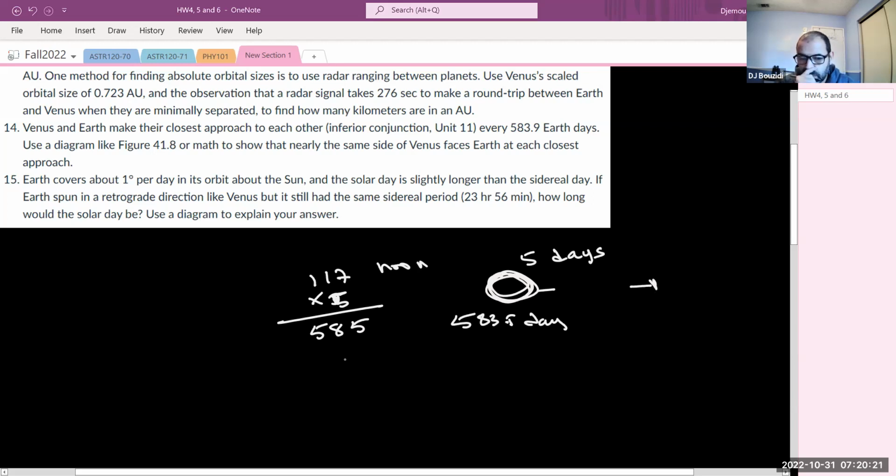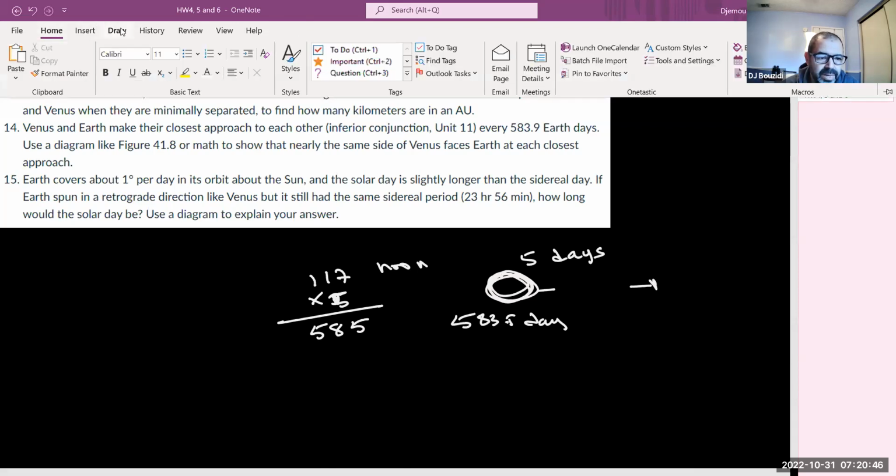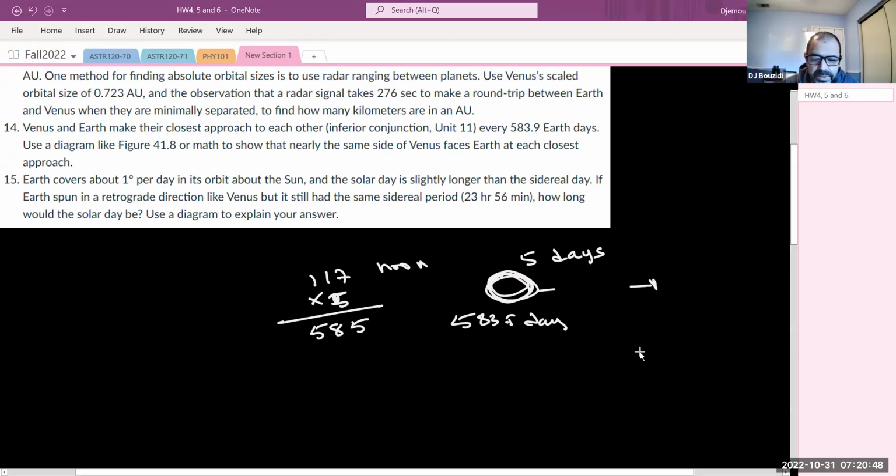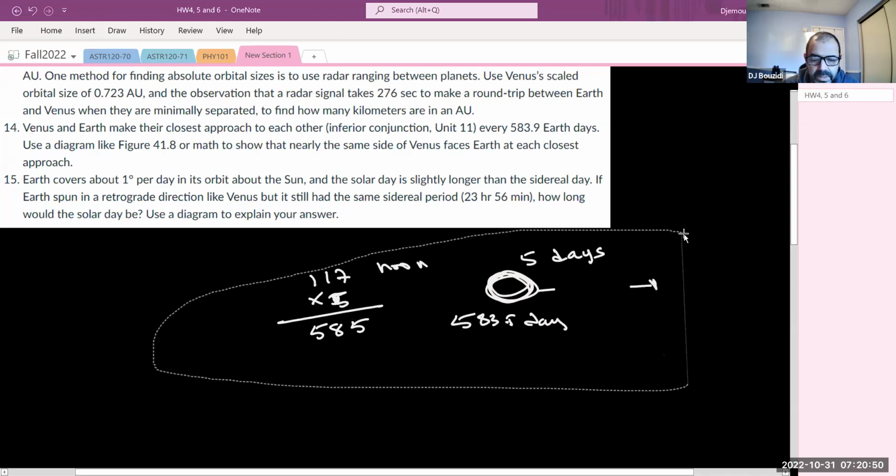Practically, they will be facing each other at the same time, because this is a ratio of 5 to 1. So this is basically what the problem is saying. You can draw Venus 5 times, and you're going to see that every 5 rotations it faces the same side to Earth as it comes back to their nearest approach. Okay, you can do the diagram, and that's going to be fine too. If you have questions about these homework problems, please reach out, okay? So this is easy enough, actually.